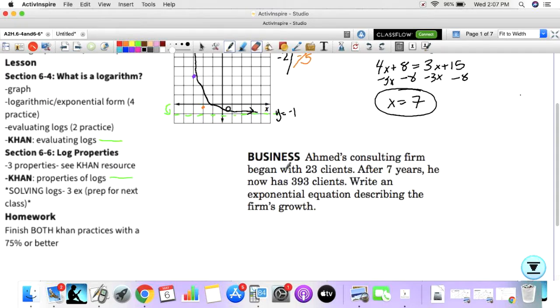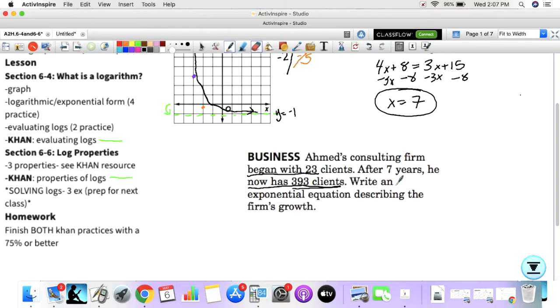Ahmed's consulting firm began with 23 clients. So that's an interesting word right there, began with 23. After 7 years, he now has 393, okay? He now has that much. Write an exponential equation describing the firm's growth. So it clearly went up over the past 7 years, okay?